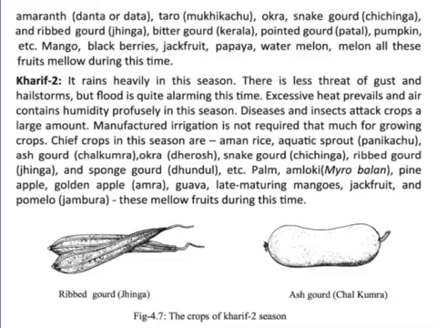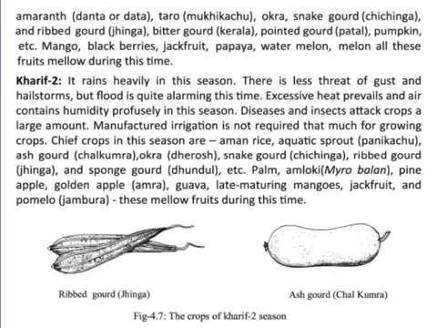And in Kharif 2, it rains heavily in this season. That means we will see heavy rains, and there is less threat of thunderstorms or hailstorms, but flood is quite alarming at these times. When rain is very heavy, excessive heat prevails, and the air contains humidity profusely. We will see excessive heat and hot temperature, and the moisture is very high. Disease and insects attack the crops in large amounts, and at times very highly.